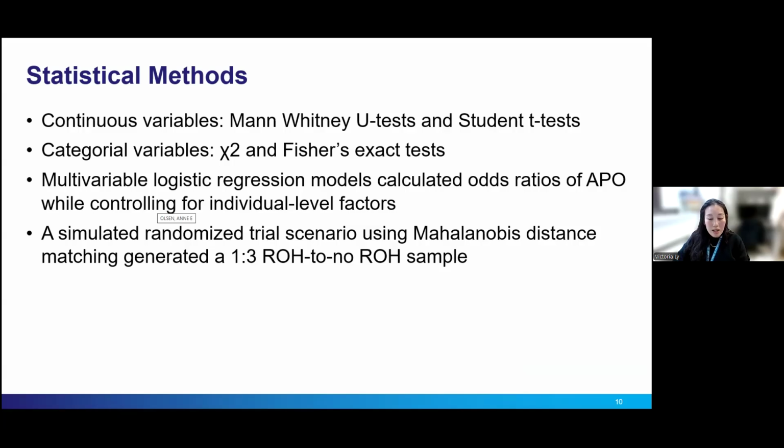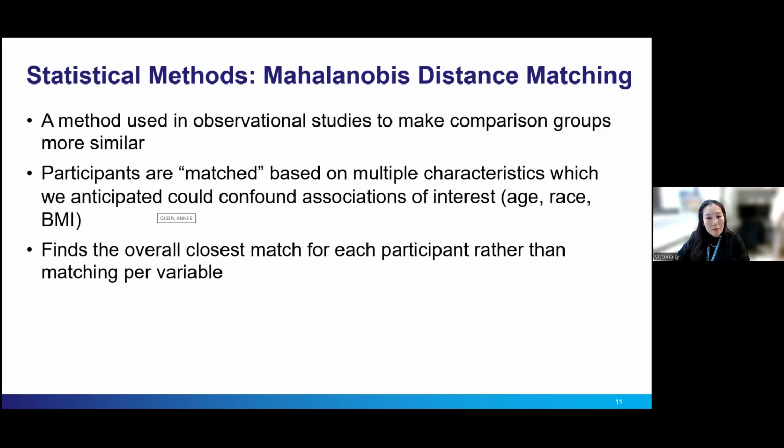To further reduce confounding, we performed Mahalanobis distance matching to simulate a randomized trial, generating a 1-to-3 matched cohort of ROH to non-ROH pregnancies. Rather than matching one variable, participants are matched by multiple variables at the same time prior to analysis. Once we match individuals who appear very similar at baseline, we can more fairly compare outcomes between groups.